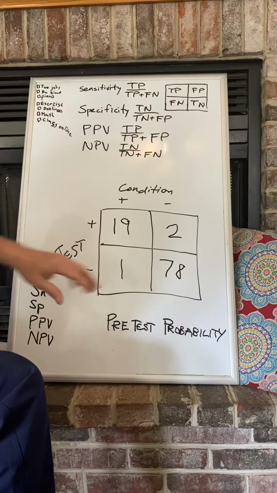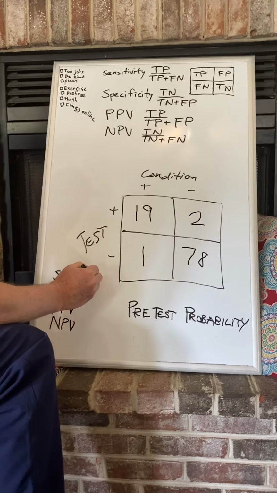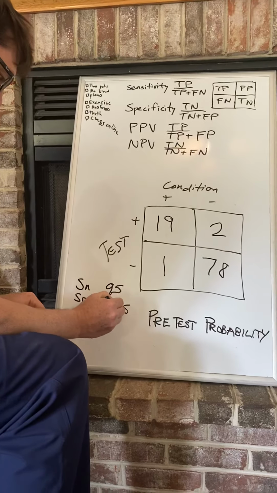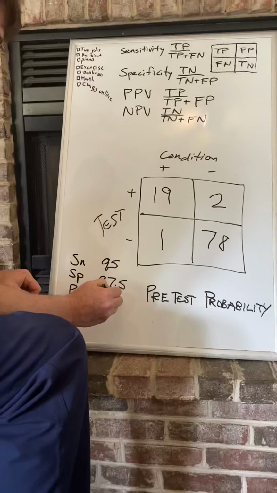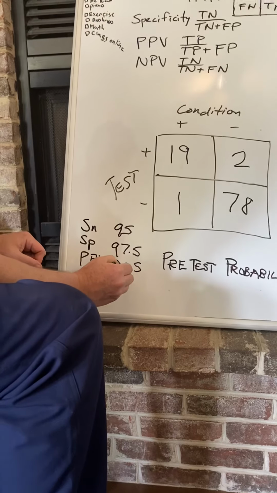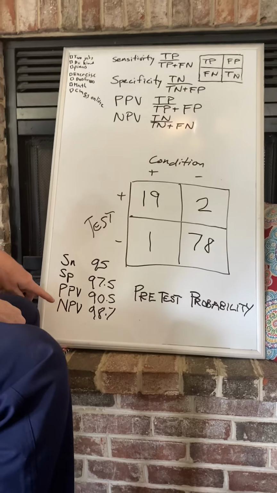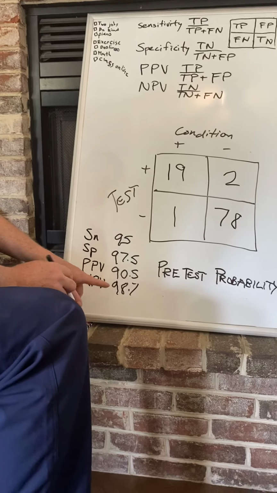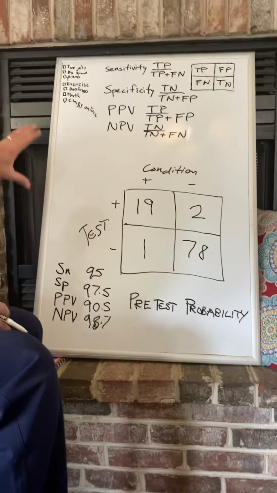Okay, I've done the calculations already. They're up here. Our sensitivity is about 95% accurate. Our specificity, 97.5. Our positive predictive value, 90.5. And then our negative predictive value, 98.7. So that's our best test in this scenario. So if someone took the test and got a negative result, they can have almost 99% security that that's an accurate negative test, okay? Not too pretty of handwriting, but you get the idea.